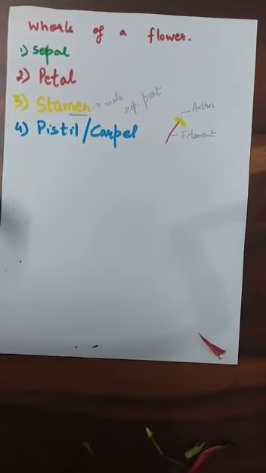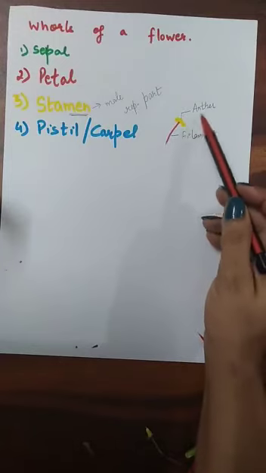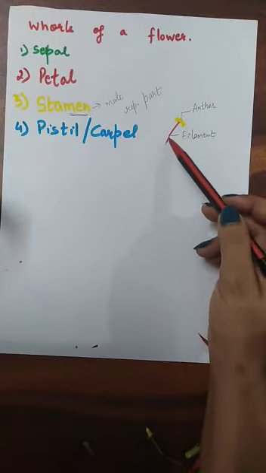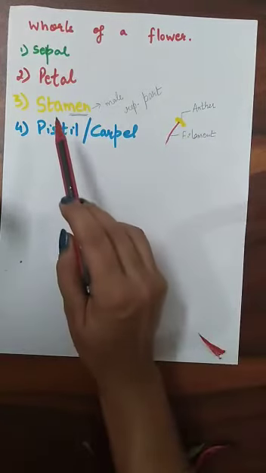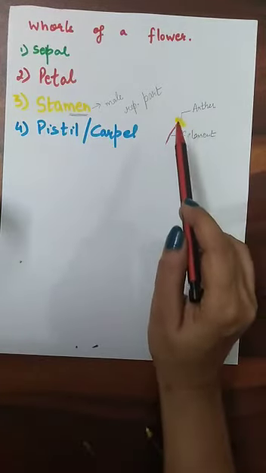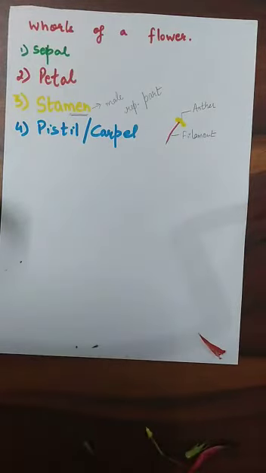Now, this yellow part on the top is called the anther, and the thin thread-like structure is called the filament. So stamen has two parts, anther and filament. Now let us come to the last part, that is the pistil, which is also called the carpel.